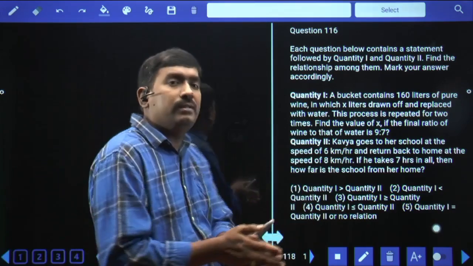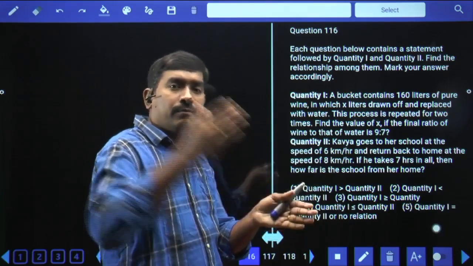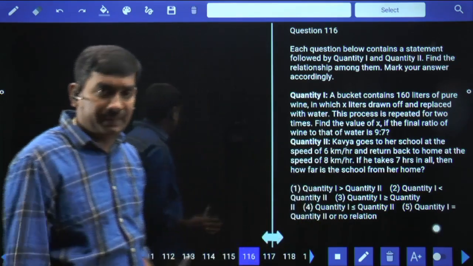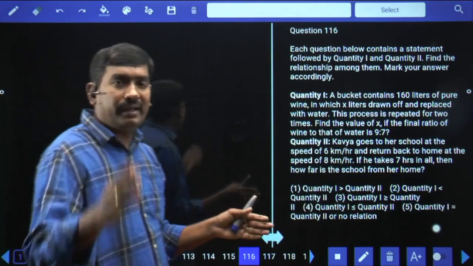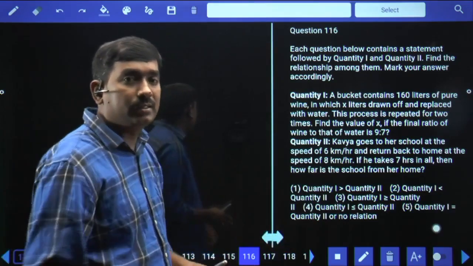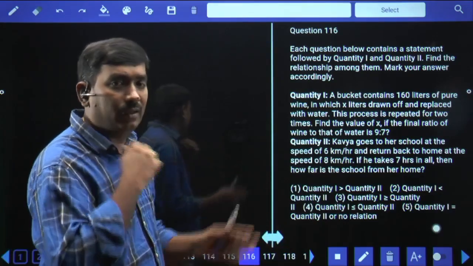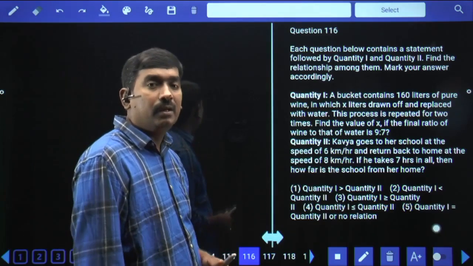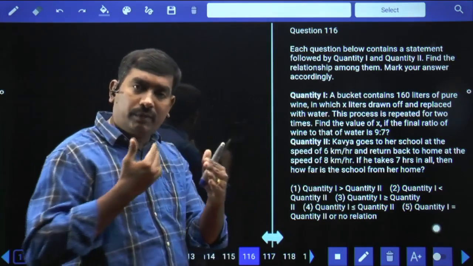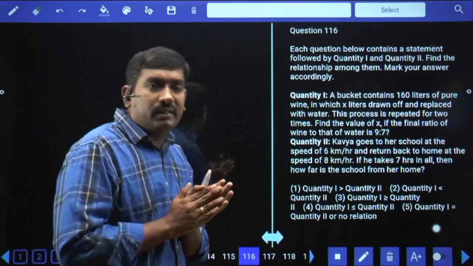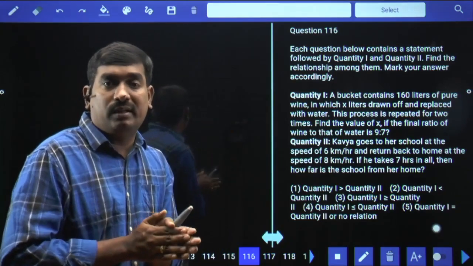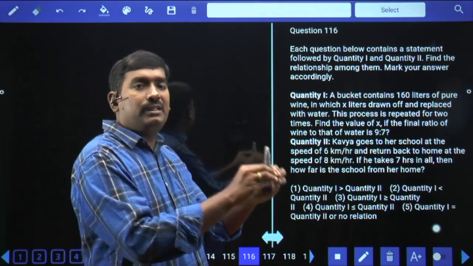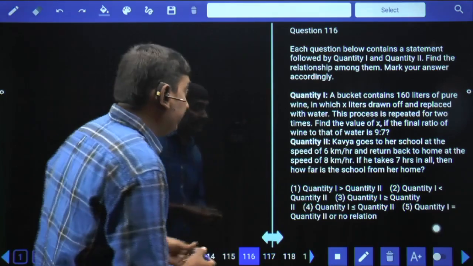In these types of questions, the initial quantity and final quantity are both the same. Why? Because whatever quantity we draw, an equal amount of water is added. So there is no change between the initial quantity and the final quantity.